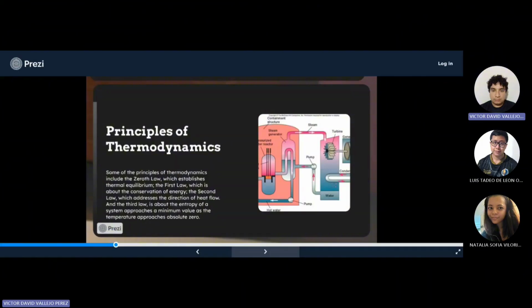Well, these laws seem very abstract, but they are fundamental to understanding the behavior of energy and matter. That is right, Victor. And they apply to everything from car engines to black holes.